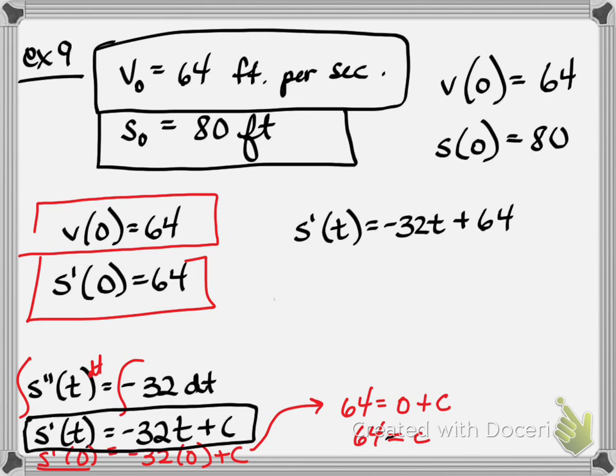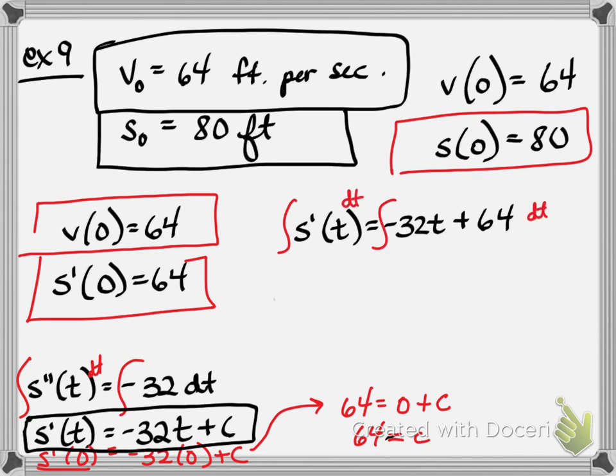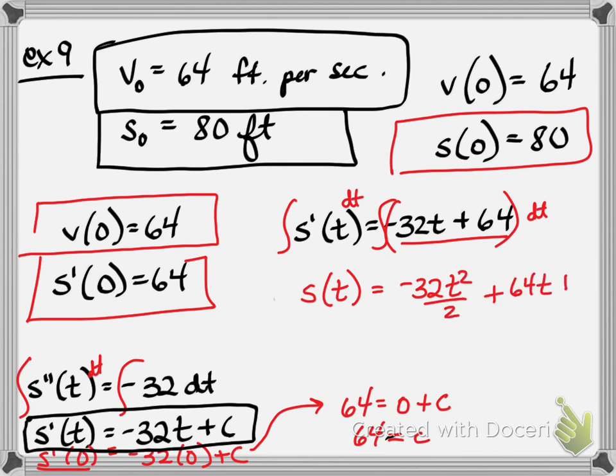Well, we have another initial condition. We know s of 0 is 80. So if we integrate both sides, if you all need me to do this for you again Wednesday, you can ask. When you integrate the first derivative of s, you come to s. And when you integrate this, it becomes negative 32t squared over 2 plus 64t plus c. That's negative 16t squared plus 64t plus c.